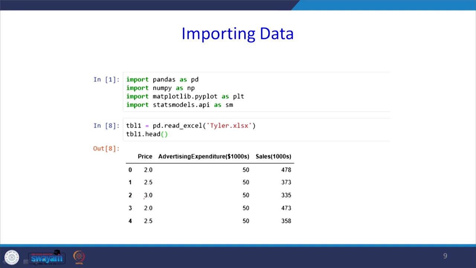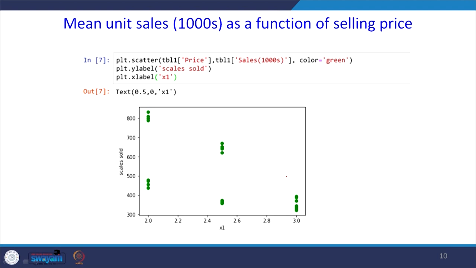First, we will do the Python code for that. I have imported the data. The price is at 2, 2.5, 3 levels. The advertising expenditure is 50 and 100. The sales are in terms of units, that is 478 and so on.